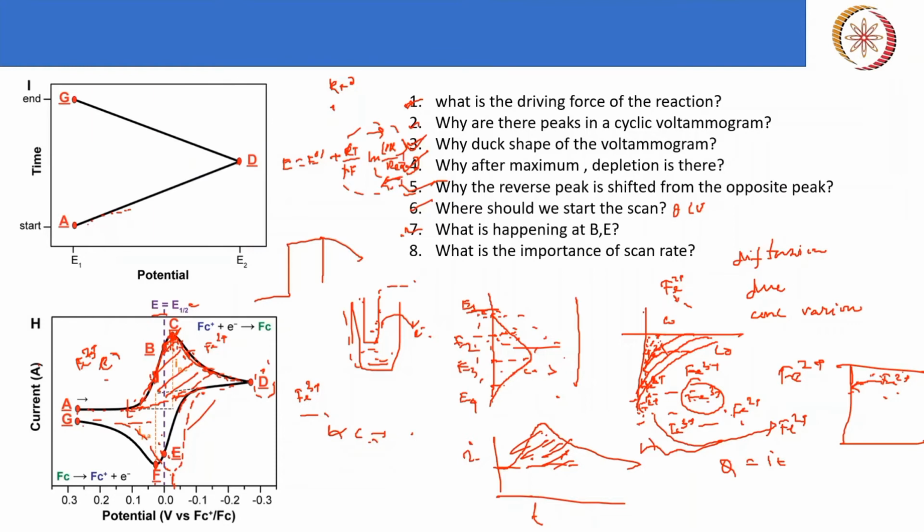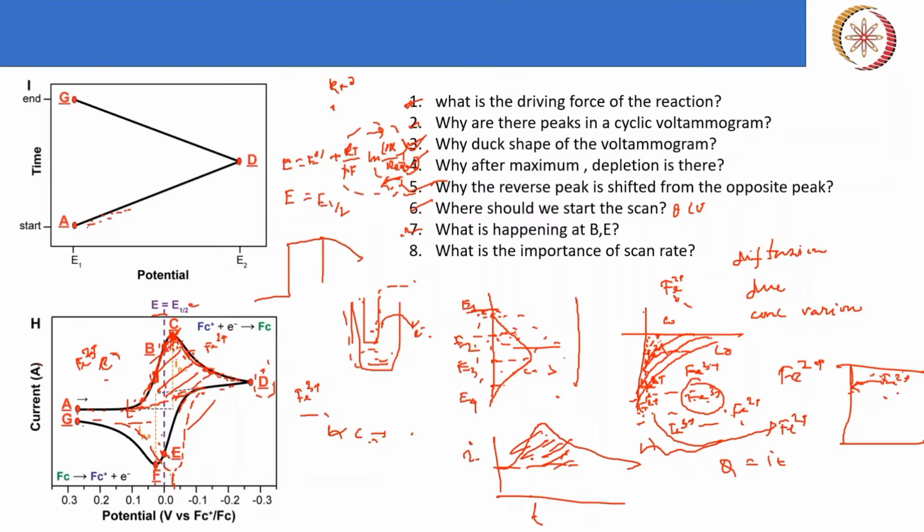So this process is in equilibrium, and at that condition, E is equal to E half. That means at this potential, the B and E point, the reactant and product concentrations are the same. Now what is the importance of the scan rate?